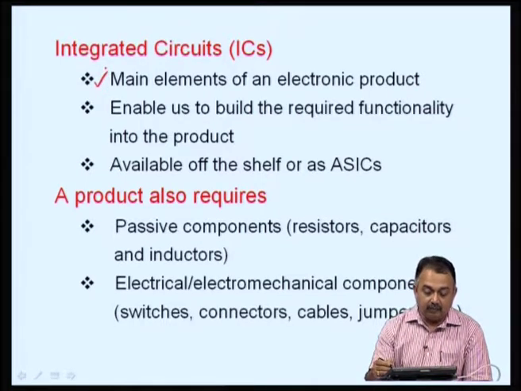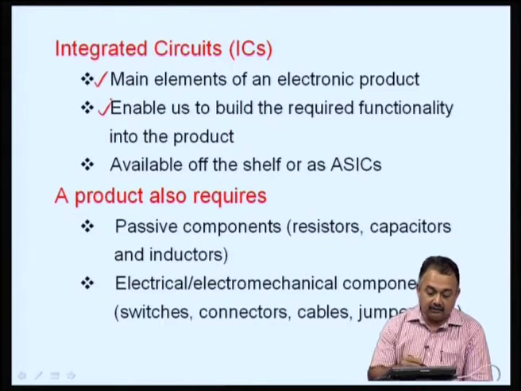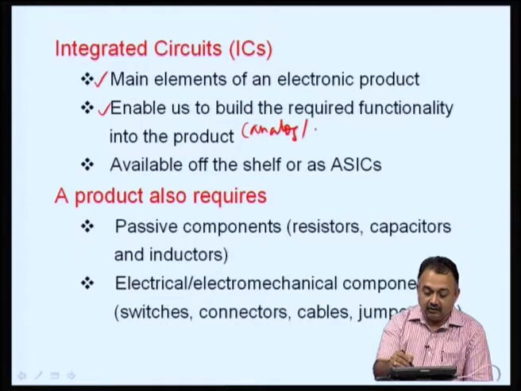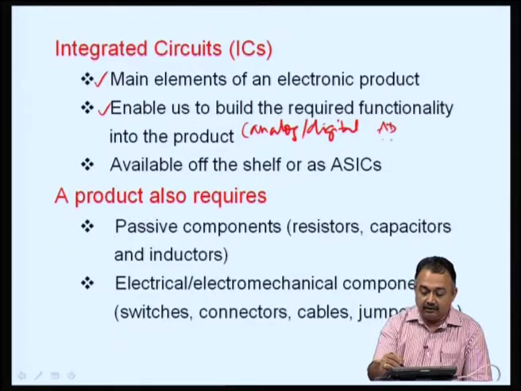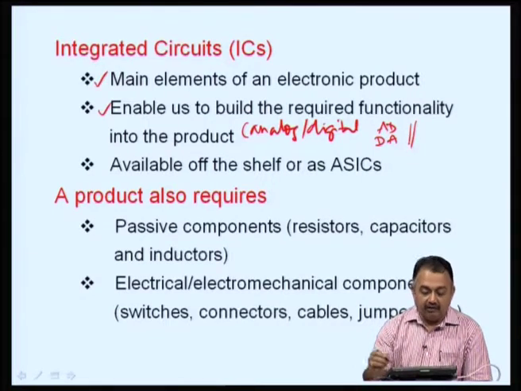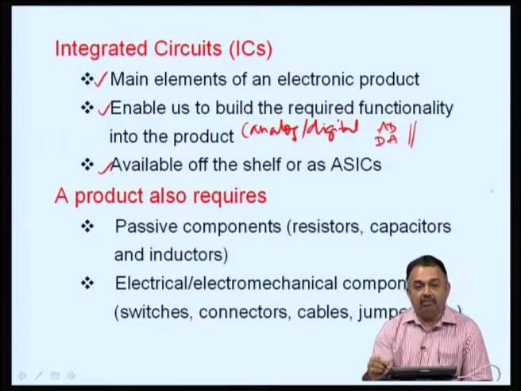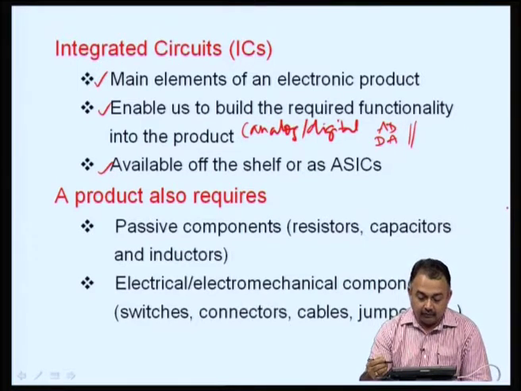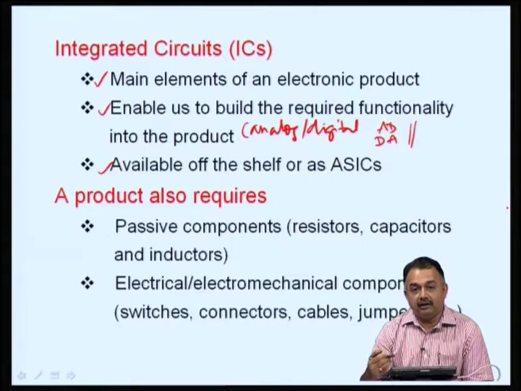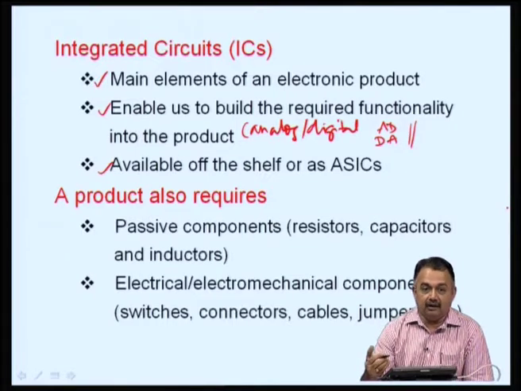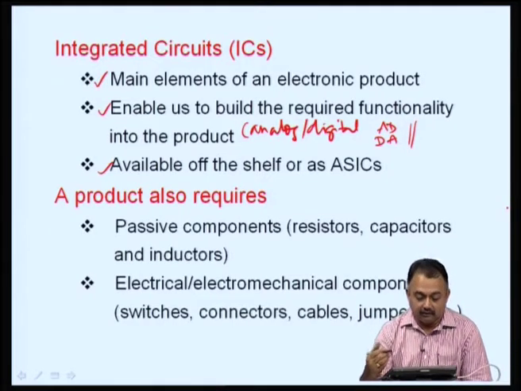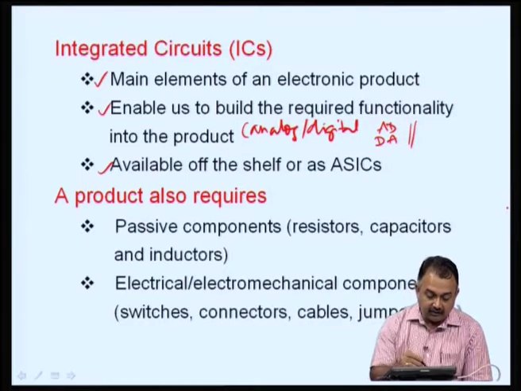It enables us to build the required functionality into the product, as I said before. It can be analog, it can be digital, or it can be mixed signal and so on, or it can be analog to digital conversion, digital to analog conversion and so on. ICs can be available off the shelf or built as ASICs. Now, you can also custom build a group of ICs together and package them together to get a custom built IC set, chipset.